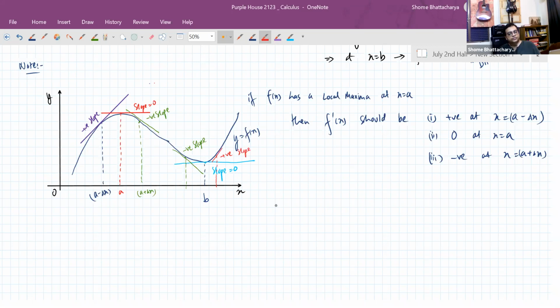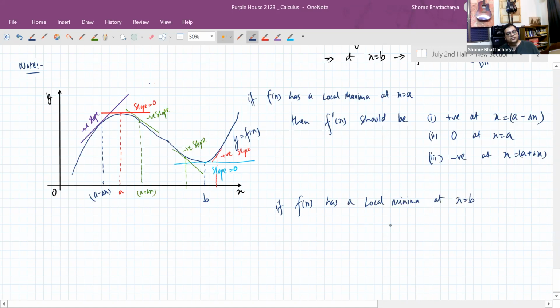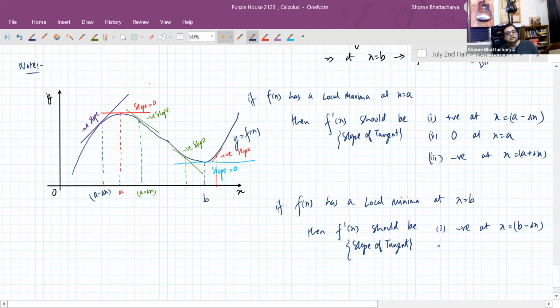So what I can see is that if the function has a local minima at x equal to b, then the derivative, and by derivative we can also say slope of tangent, should be negative at x a little bit less than b, exactly 0 at x equal to b, and again should change from negative to positive, because the function's behavior is changing from falling to increasing, from dropping to increasing.